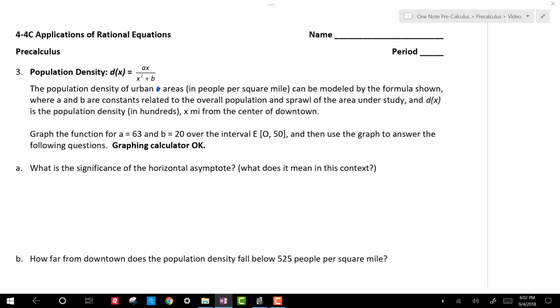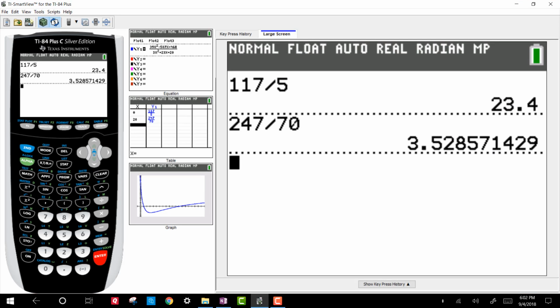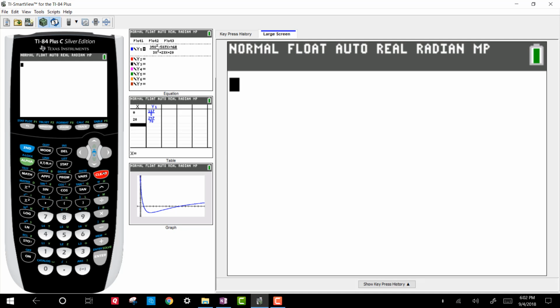Okay, so X represents the number of miles from the center of downtown. D of X is your population density in hundreds. And A and B are constants that are based on the overall population. All right, so we're going to graph the function for A equals 63 and B equals 20 over the interval 0 to 50, and then we're going to graph and answer the following questions. So we need to go back to our calculator. We're just going to go ahead and clear off this screen.